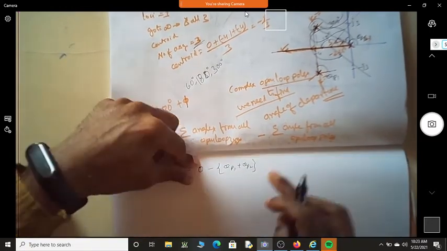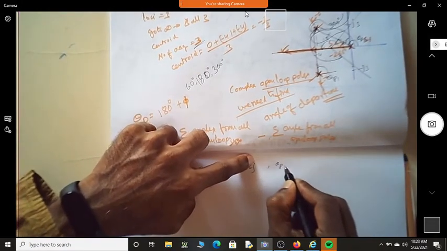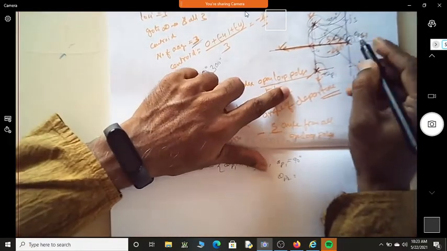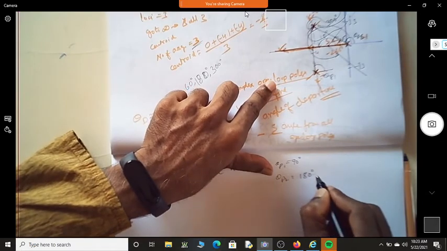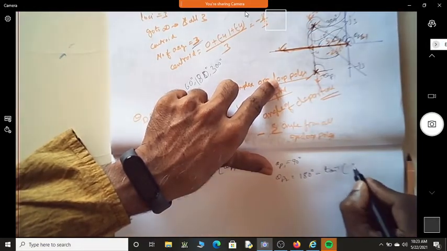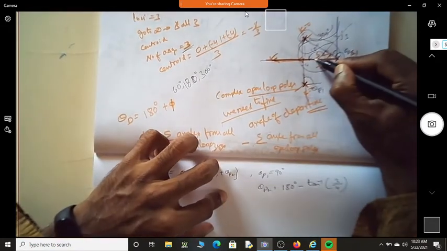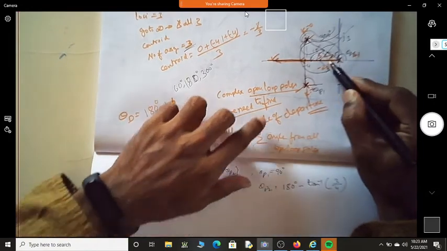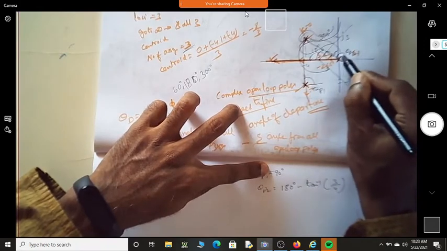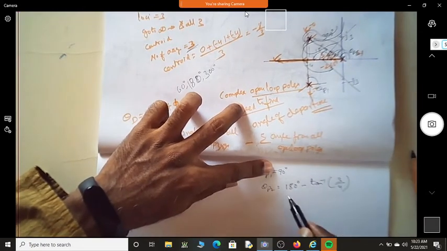Next, what is theta P1? Since it is vertical tilt, shall I write theta P1 as 90 degree? What is theta P2? Theta P2, shall I write it as 180 degree minus tan inverse of opposite is 3, adjacent is 4. Let me find out this angle. It is tan inverse of 3 by 4. But what I want is theta P2 here. So is it not 180 degree minus this?